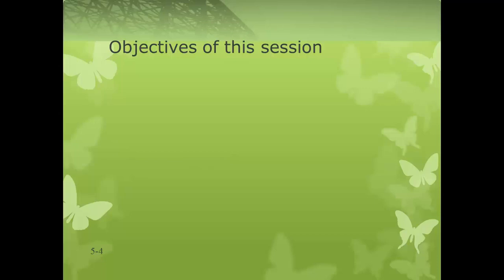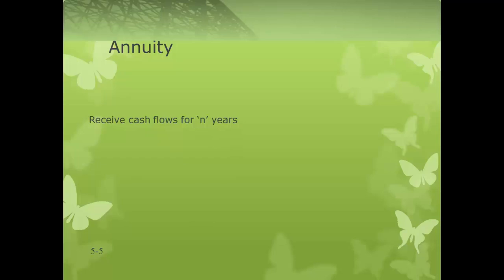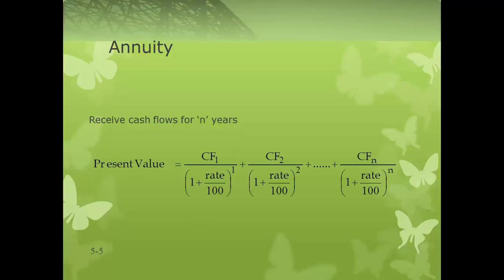The objective of this particular session is that we must understand what an annuity is and what a perpetuity is, and we'll deduce some present and future values of annuities and perpetuities with examples. An annuity is a stream of cash flows in which we receive these cash flows for n years. So the present value, from the previous presentation, Chapter 5 Part 1, is CF1 divided by 1 plus rate to the power 1, CF2 divided by 1 plus rate to the power 2, through CFN divided by 1 plus rate to the power n.